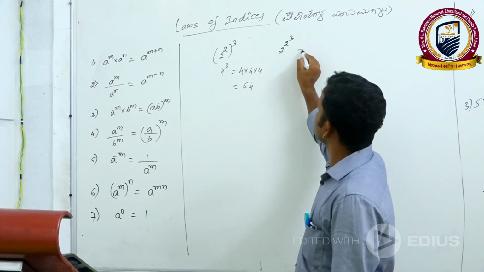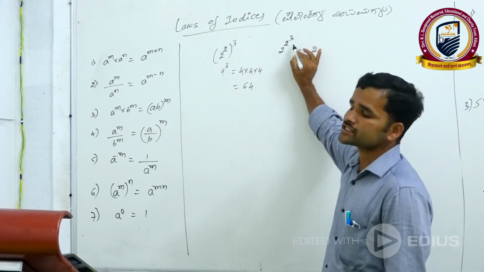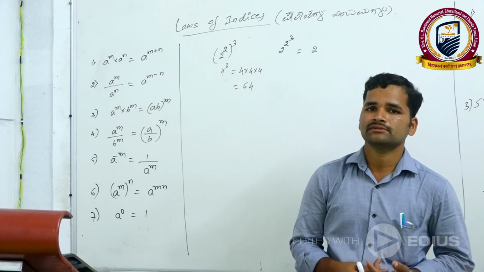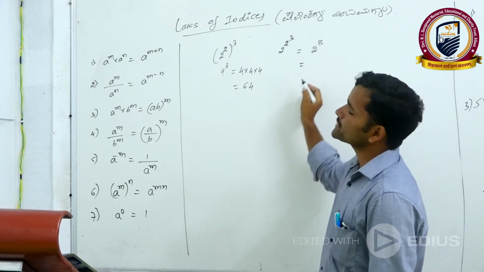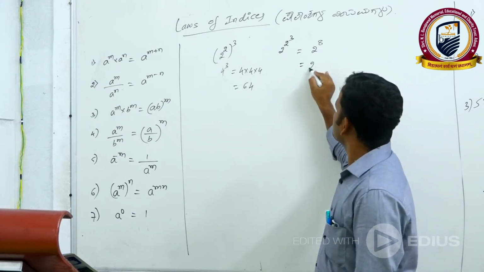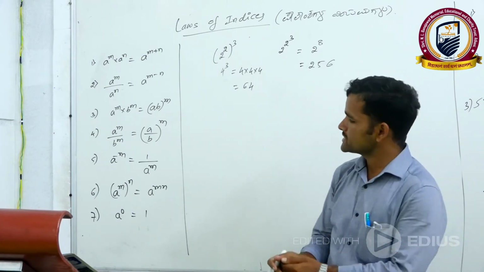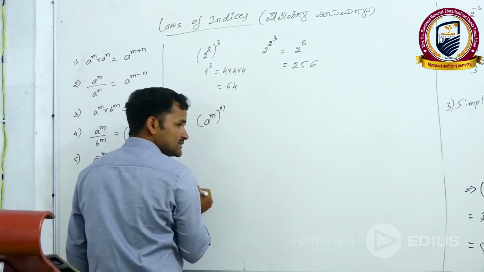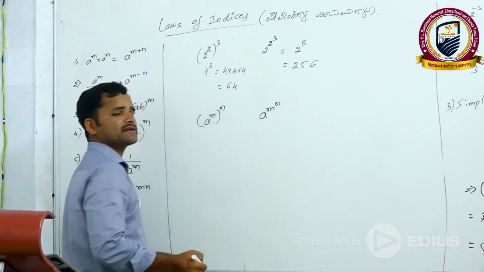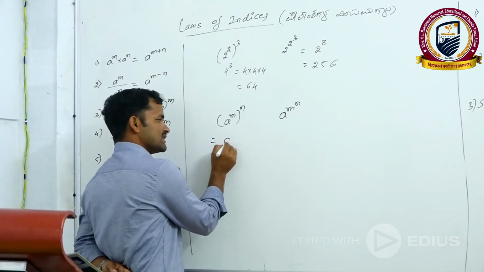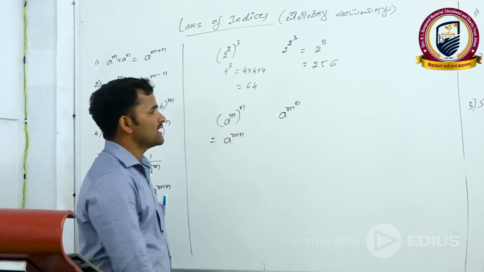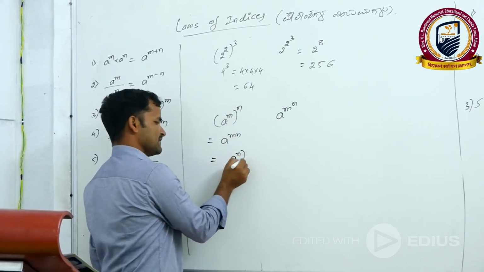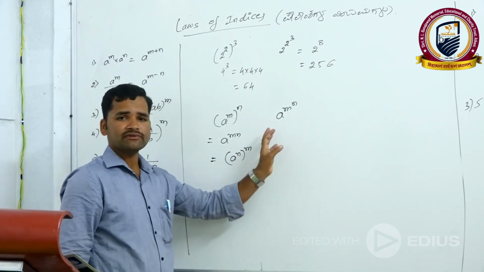What happens here? 2 raised to 2 raised to 3, this should be evaluated first here. 2 raised to 3 in the sense 2 raised to 2 into 2 into 2, 3 times, that is nothing but 2 raised to 8. 2 raised to 8 value is 256. So this is the difference between a raised to m whole raised to n and a raised to m raised to n. A raised to m whole raised to n is nothing but a raised to m into n, but this is different. We can't write using this. This can also be written as a raised to n whole raised to m, but here we can't exchange.